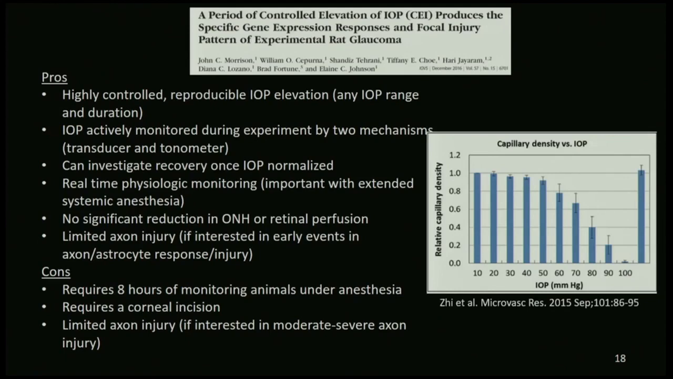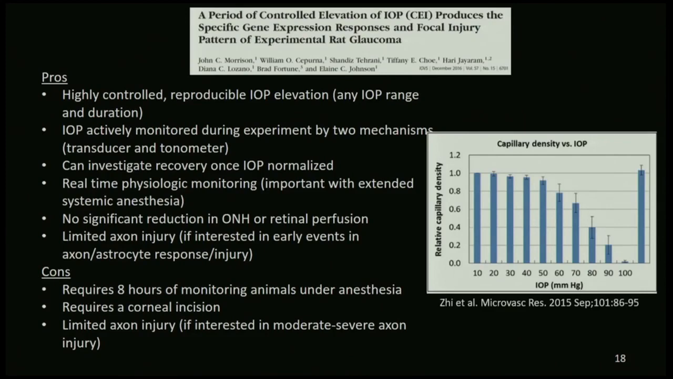And finally, there was limited axon injury, particularly if you're interested in early events in axon or astrocyte injury. This is a great model. The cons are that it requires 8 hours of monitoring animals under anesthesia, right? So you can't leave these animals and go get lunch. You have to monitor them and make sure they're doing okay. In our lab, we take sort of 2 to 3 hour shifts. So we kind of switch in rat sitting during that 8 hours.